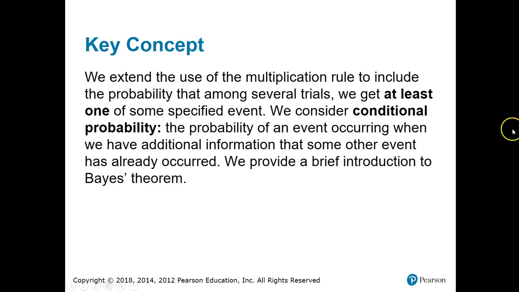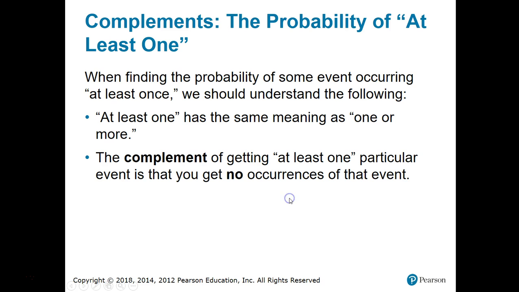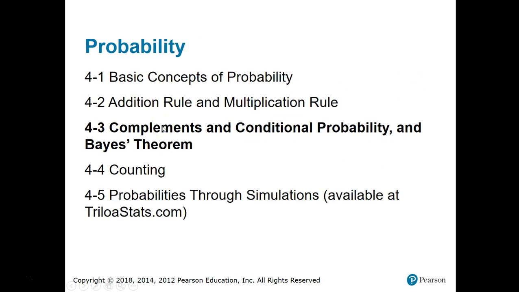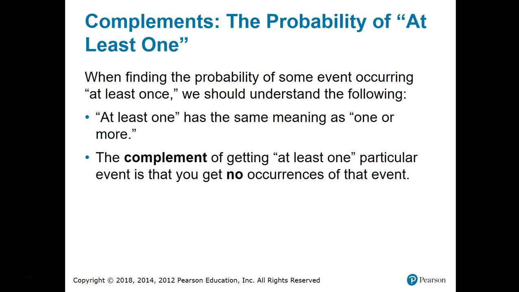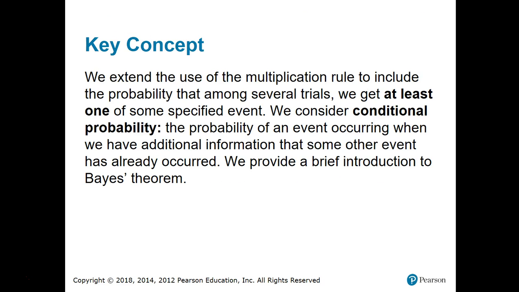All right. So if we have several trials, at least one specific event, we consider conditional probabilities. Right? Sorry, I'm going all over the place. All right. Provide a brief description of Bayes' theorem. That's what they claim to do anyway.